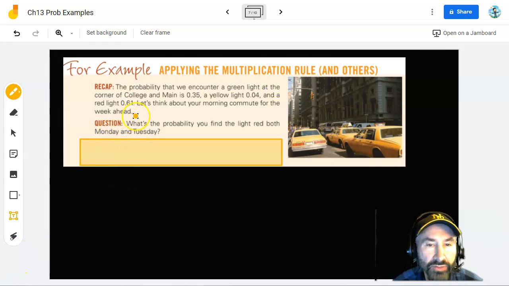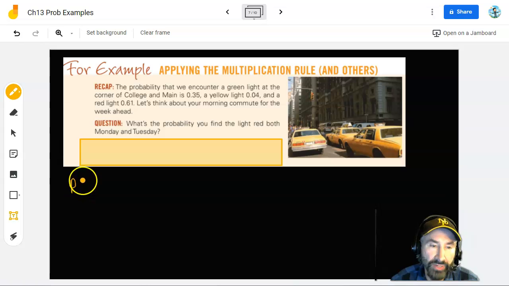Let's take a quick example for the probability of this and that. The probability that we encounter a green light is 0.35, yellow light is 0.04, and red light we now know is 0.61. Let's think about your morning commute for the week ahead. What's the probability you find the light red on both Monday and Tuesday? Here's the interesting thing: we're going to multiply them together. So we want the probability that we get red on Monday and Tuesday.